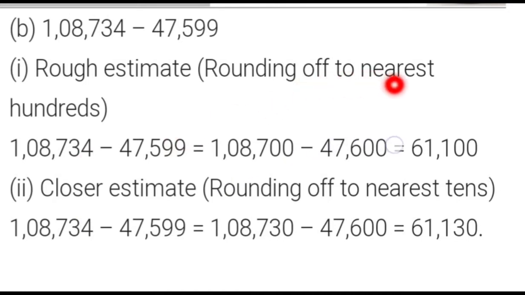1,08,734. As we are rounding it off to the nearest hundreds, the numbers which are there in the place of lakhs and thousands will be written as it is. We are going to just look at 734. 700 and 800 are the lower and upper limits of this number. As 34 is closer to 700, we are going to write this as 1,08,700.